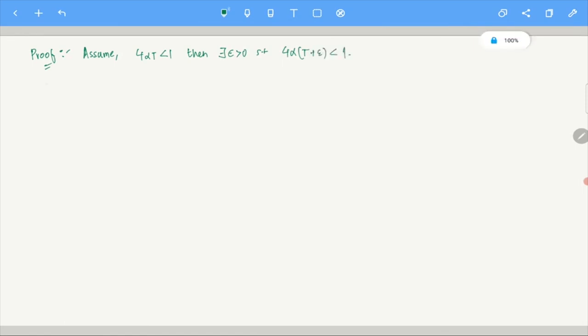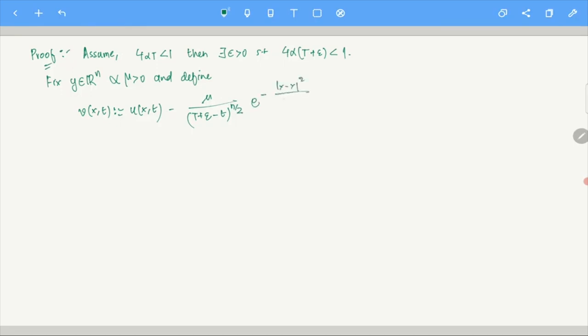Now, you fix y in R^n and mu positive and define the new function v of x, t equals u of x, t minus mu by (t plus epsilon minus t) whole power n by 2. What am I doing here? If you remember, this is times exponential of minus |x minus y| square by 4 (t plus epsilon minus t), for x in R^n and t positive.